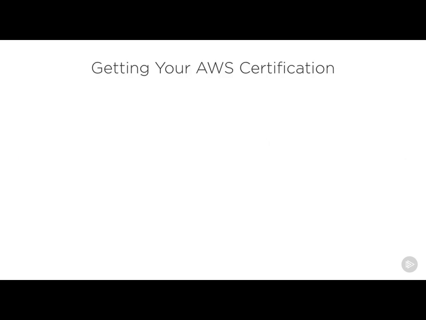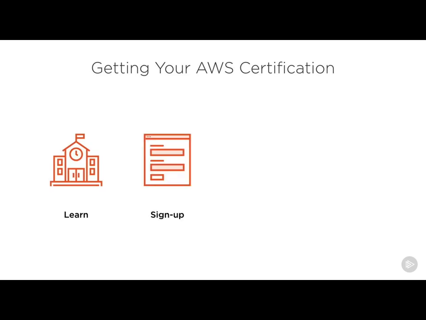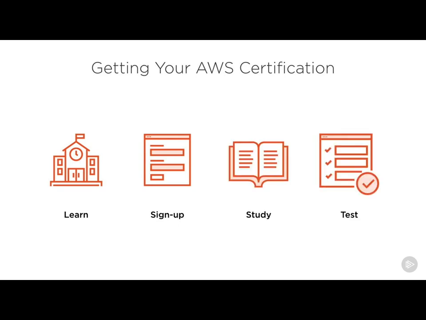So next, we're going to talk about how you prepare and take your Certified Cloud Practitioner exam. Now, first of all, we know that there are several steps to getting your AWS certification. You need to learn, that's hopefully what you have done through this course, then sign up, and that's what we covered in the previous clip. But now we get to both study and actually taking the test. And those are the things that we're going to be focusing on here within this clip.